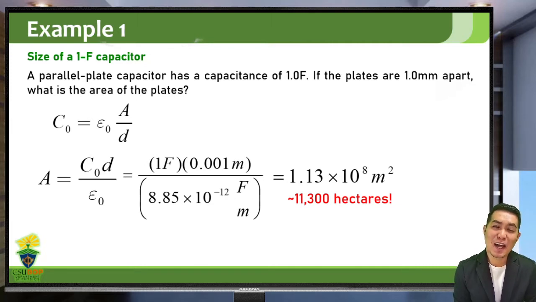So how will you separate 11,300 hectare plates with a distance of 1 millimeter with only vacuum in between? That's actually impossible. Nowadays, you can have 1 farad capacitors with just the size of a battery. So that's small. And the key for that is the dielectric that you place in between. We'll discuss capacitors with dielectrics in the next lessons.